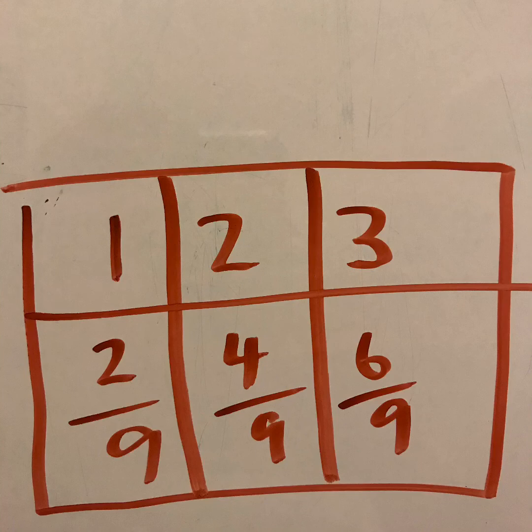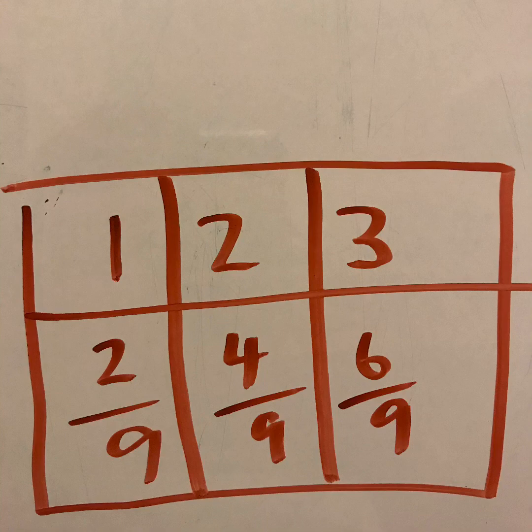So the first term is 2/9, the second is 4/9, the third is 6/9. So what's the pattern there? We've got the first term being 2/9, second is 4/9, third is 6/9. The denominator is never changing. The numerator is counting up by 2s, isn't it? So it's double what the number of the term is.